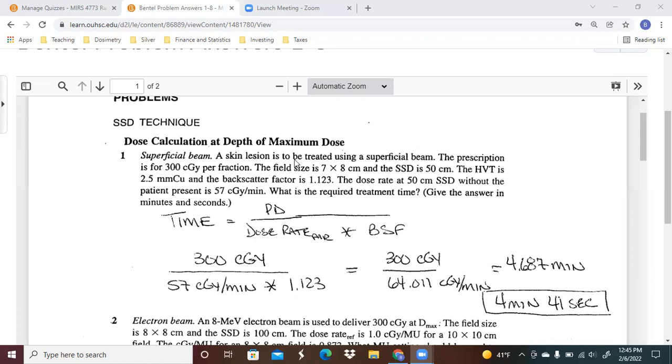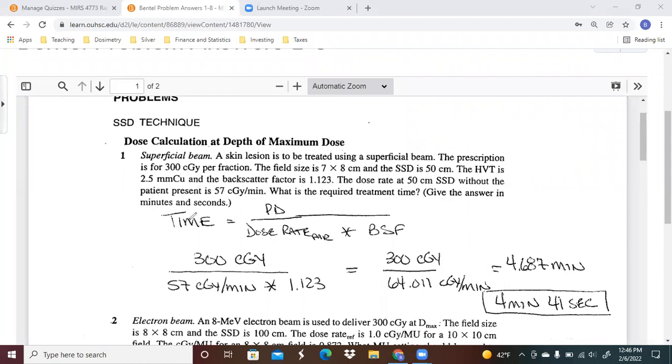For a superficial beam, you've got a skin lesion that's to be treated using, obviously, a superficial beam. The prescription is going to be for 300 centigray per fraction. The field size is 7x8, and the SSD is 50. The half value thickness is 2.5 millimeters of copper, and the backscatter factor is 1.123. The dose rate at 50 cm SSD without the patient present is 57 centigray per minute. So what is the required time? Let's take a look here and get the annotation going.